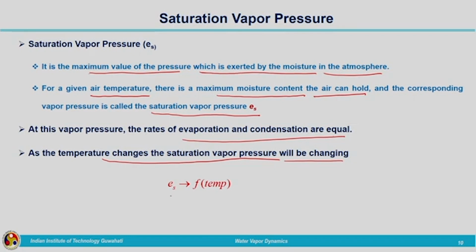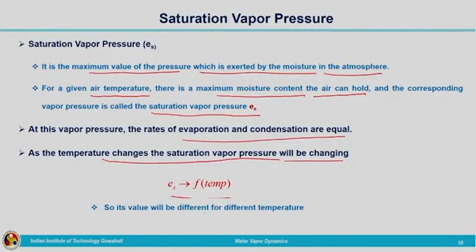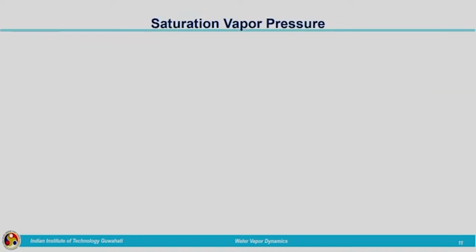So we can write ES as a function of temperature. Saturation vapor pressure depends on the temperature. Now, we need to find a relationship between this saturation vapor pressure and this temperature. For different temperatures, we will have different saturation vapor pressure values.